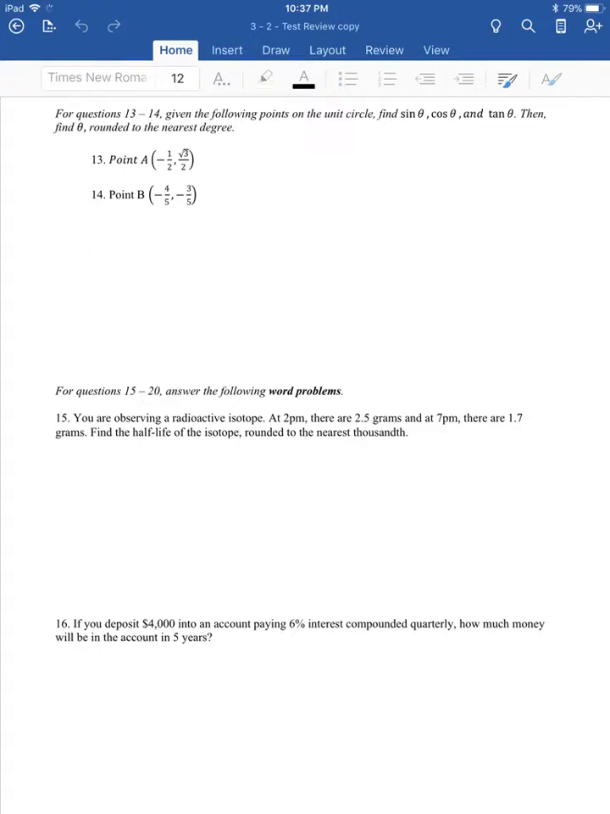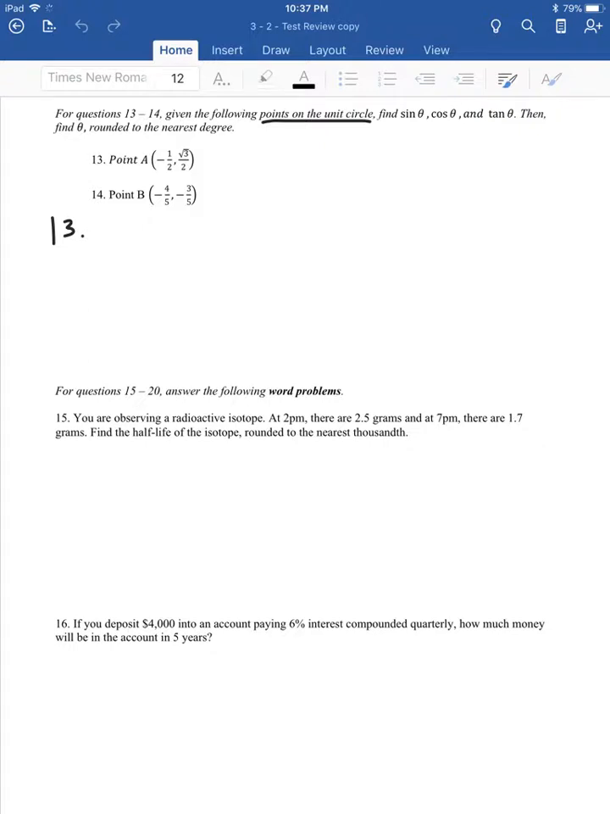Okay, so moving on to 13 and 14. So these are going to start getting a little bit more involved once we hit, when it asks you for the degree, kind of like what we just did on the last page. So for 13 and 14, the beginning part should be pretty straightforward. For number 13, these points are on the unit circle, so I have those three identities. Sine of theta equals y, cosine of theta equals x, and then the tangent of theta equals sine over cosine.